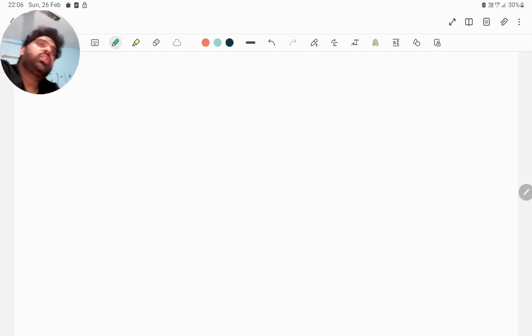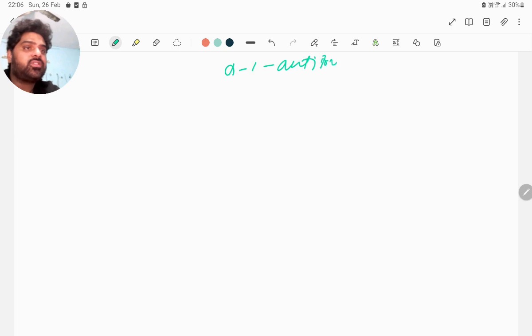So these were the indications: albumin, eosinophil, ABG, PFT. Now, one test that is very important is alpha 1 antitrypsin.